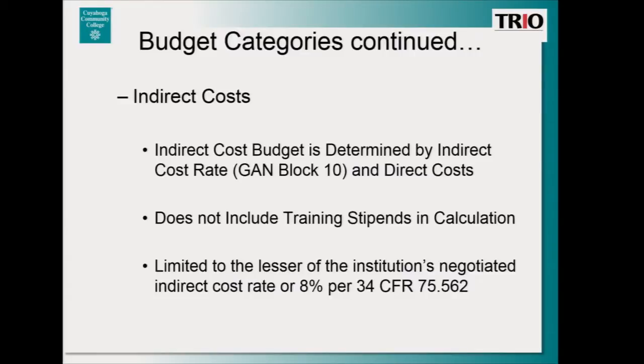Next, we will move on to indirect costs. As the name might lead you to believe, indirect costs are categorized in their indirect cost category. These will be based on the indirect cost rate as defined in your GAN. That rate will be multiplied by your direct costs covered in the prior slides to determine your total indirect amount. This does not include any training stipends or participant costs. Your indirect rate will be listed in your GAN, and it is either the lesser of 8% or your institution's negotiated rate.